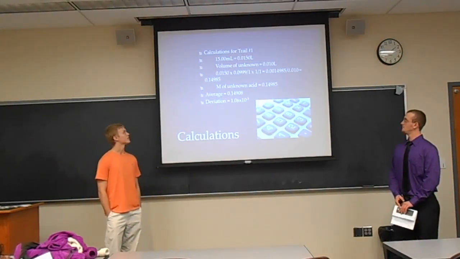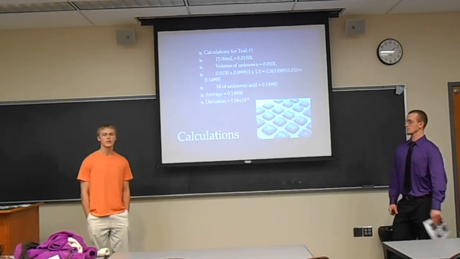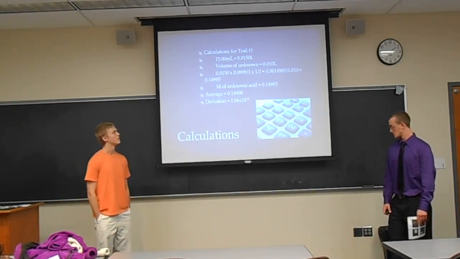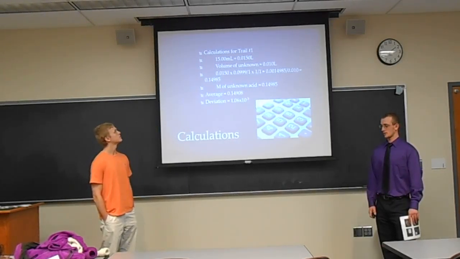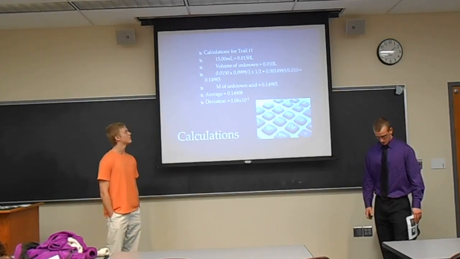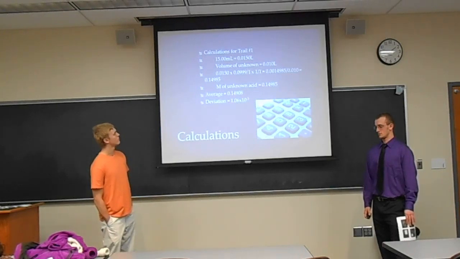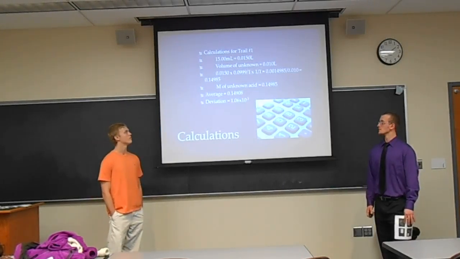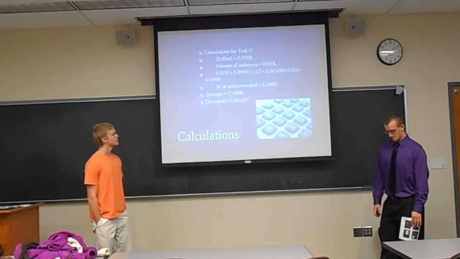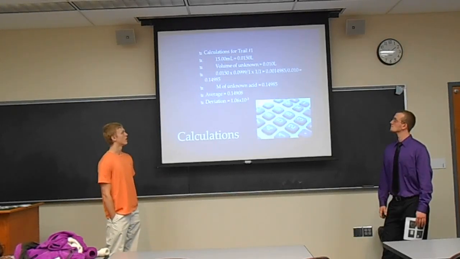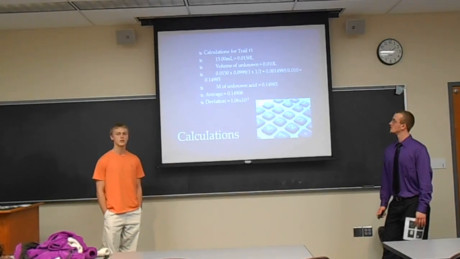Right, some of our calculations, just one of them was 15 milliliters were added of the NaOH, and the volume of the unknown was at 100 milliliters. So we took the volume of the NaOH and multiplied it by our volume of the unknown in order to get our molarity of the unknown acid. Our average came out to be a little bit lower than our molarity on this one, and our deviation ended up being 1.06 times 10 to the negative 3.